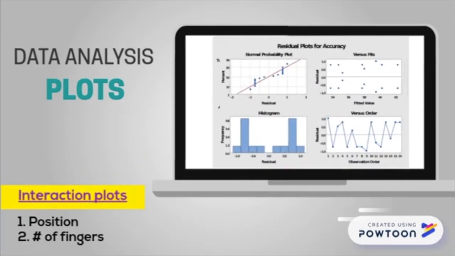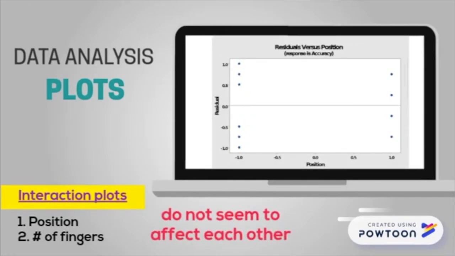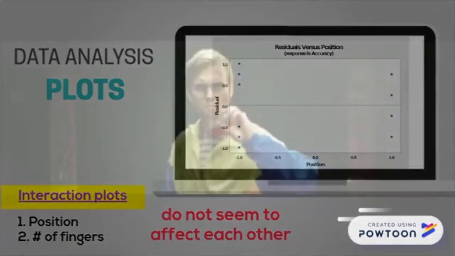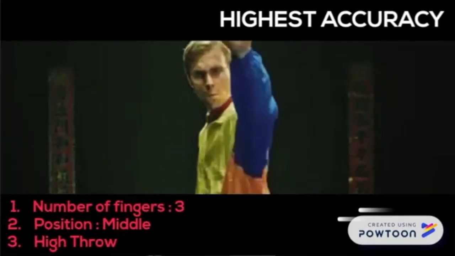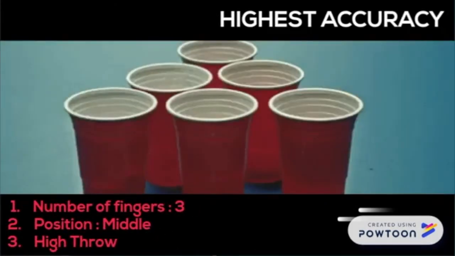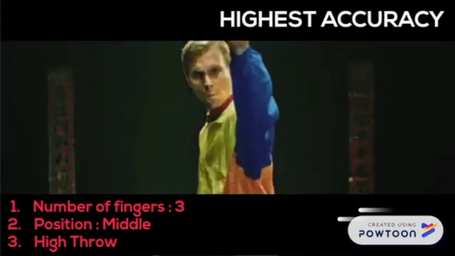The interaction plot tells us that different combinations of throw and fingers will give you different results. The position and the number of fingers do not seem to really affect each other. Thus, we should consider the above factors wisely. Then it becomes quite simple, right? The highest accuracy can be achieved by holding 3 fingers, middle position, and high throw.